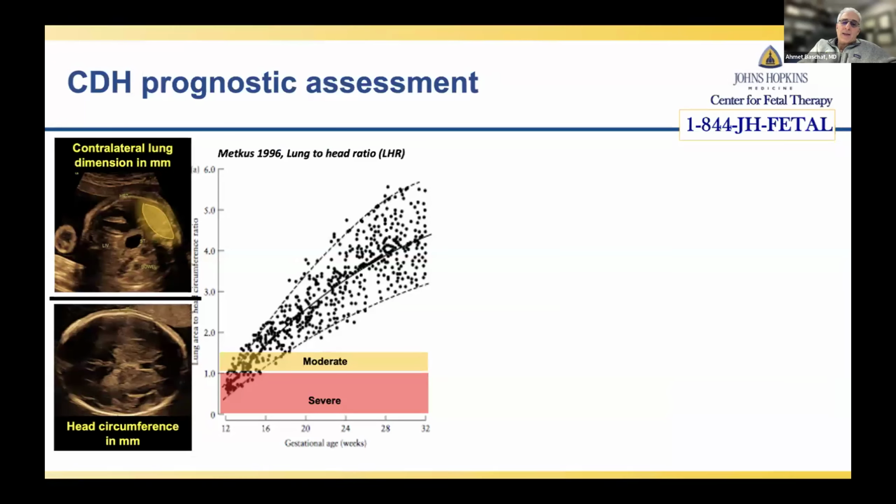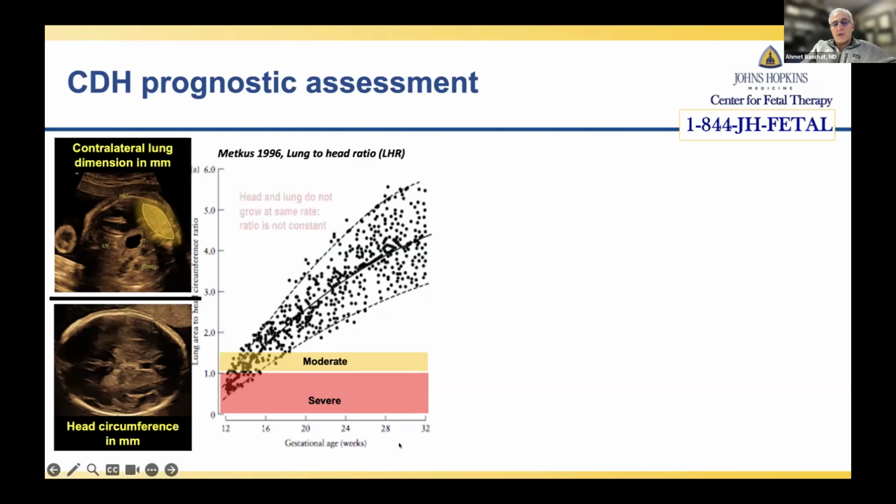Traditionally, the lung size was normalized for the fetal head size in a ratio that's called the lung to head ratio. But as you can see here, the lung and the head don't grow at the same rate across gestational age. So the LHR physiologically goes up as you get further along in pregnancy. So an LHR of 2 might be normal at 16 weeks, but it would be grossly abnormal at 28 weeks.